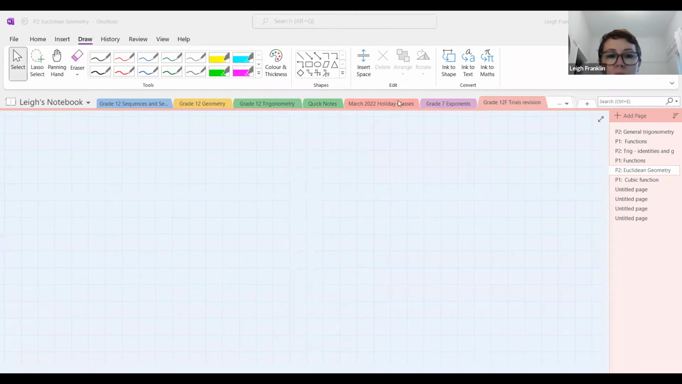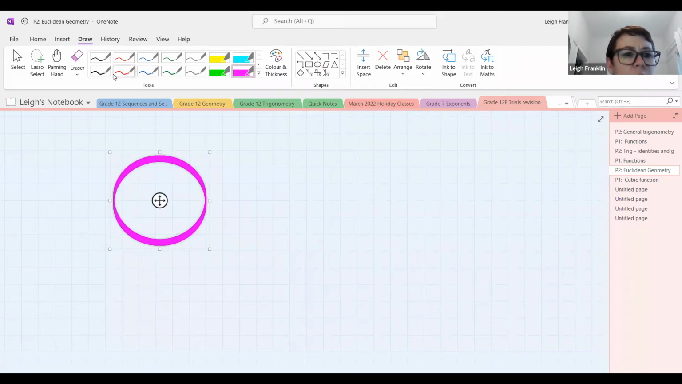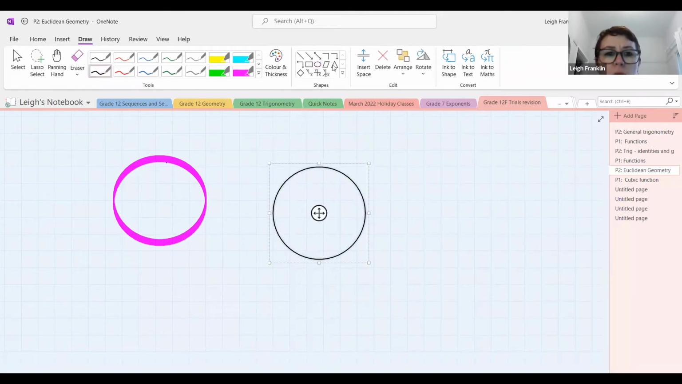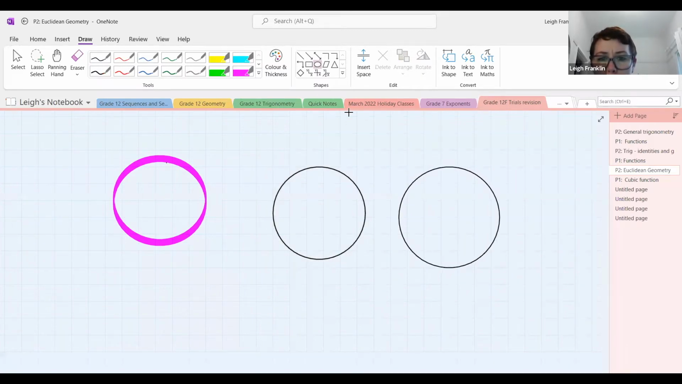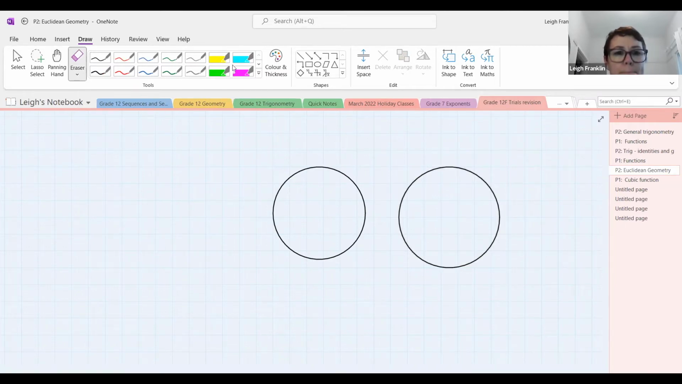All right, no problem. So let me just draw two circles. Let's see if I can draw. Okay, and then let me draw another one. We need the center of the circle in both situations. We need a chord in both situations. And in both situations, we need a line from the center. This is why it's so easy to be confused.